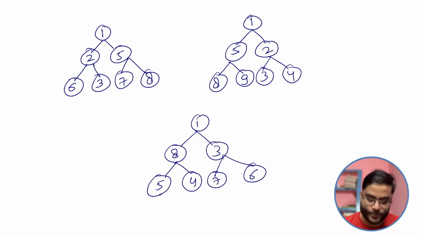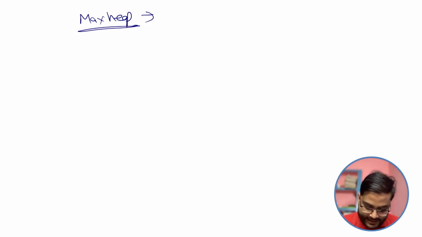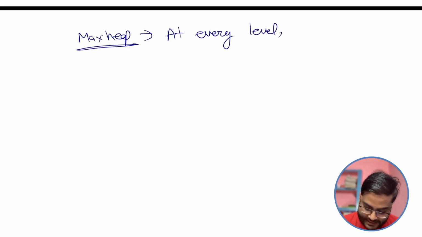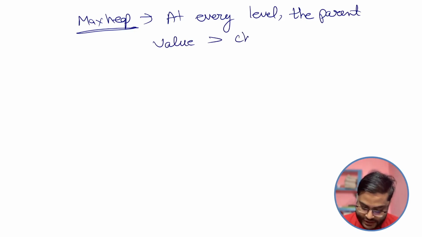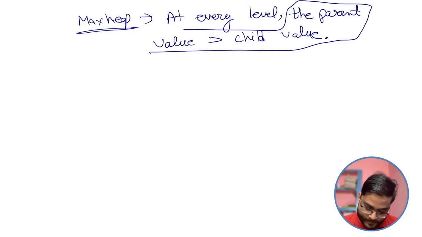Now come to the next point. Next is our max heap. We have studied about min heap. Now what is max heap? Max heap says that at every level, the parent's value will be greater than the child's value. Okay, at every level the parent's value will be greater than the child's value. So this will be our max heap.